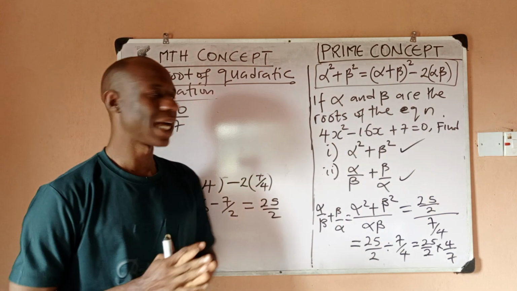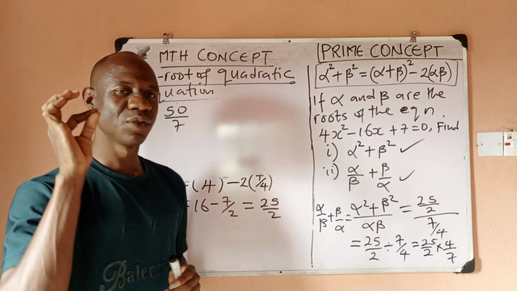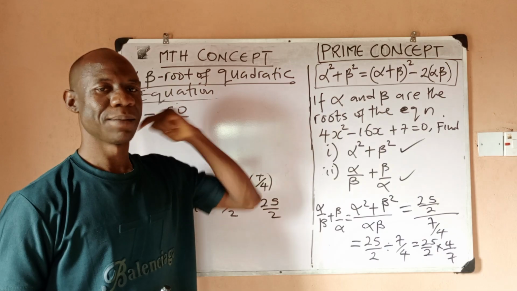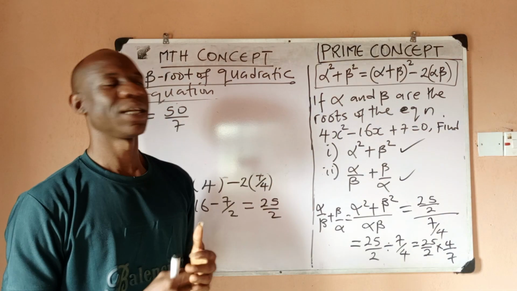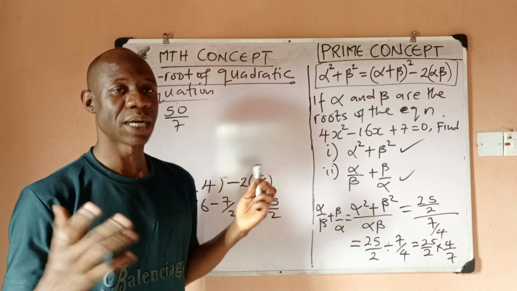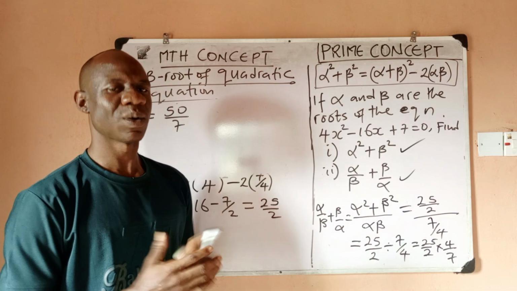So for the want of time, in my next video, I'm going to be showing you the formula for alpha squared minus beta squared. We have learned alpha squared plus beta squared. In my next video, I'll show you the formula for alpha squared minus beta squared. How do we find it?